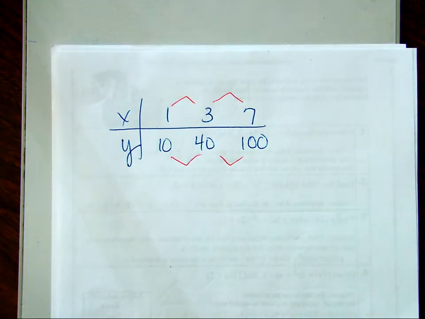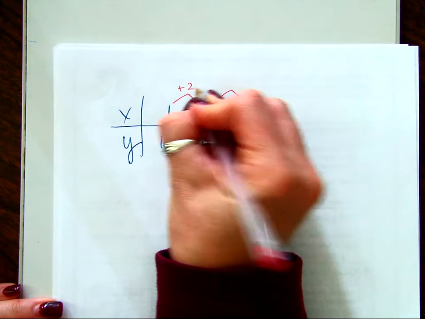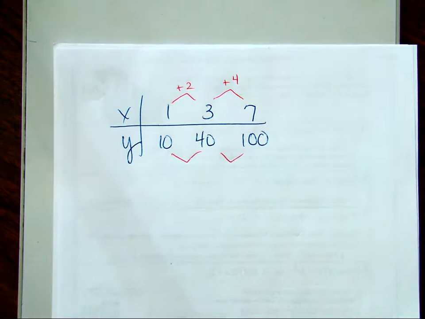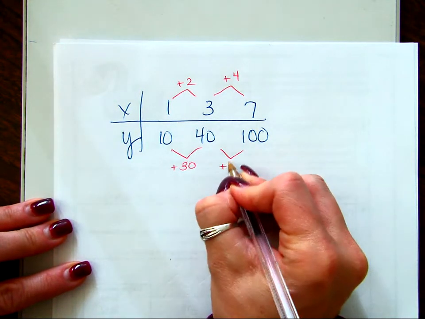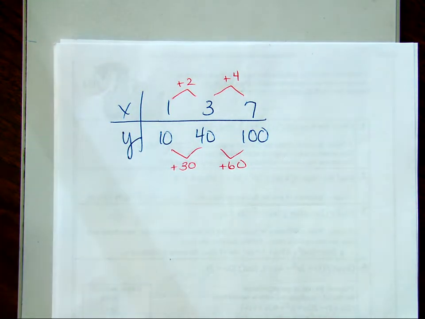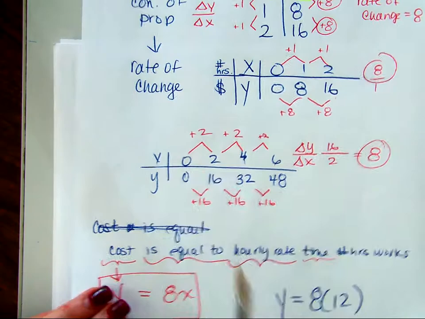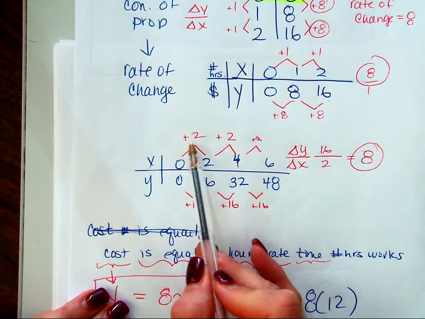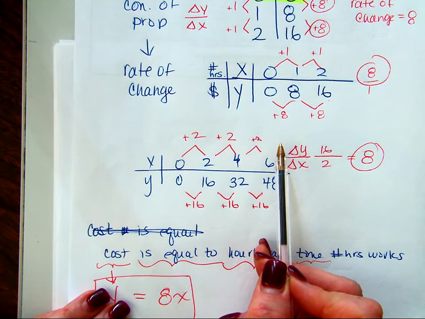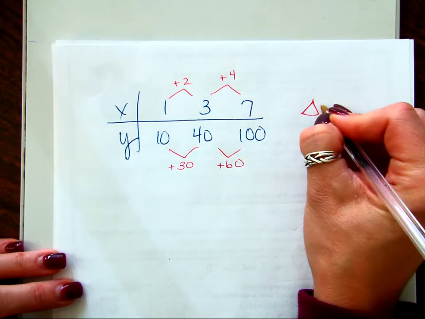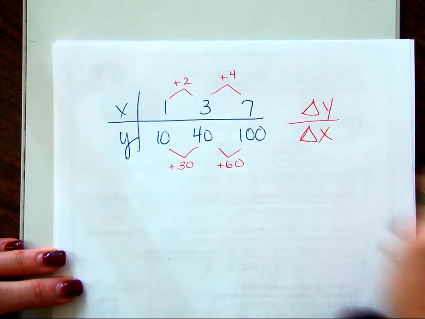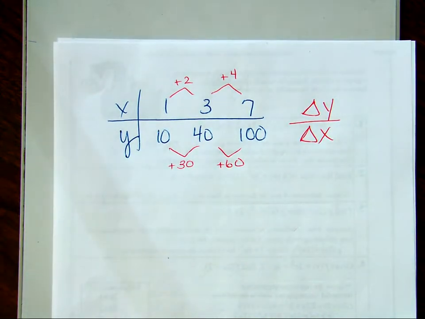For every, this is going up by 2, but this one's going up by 4. That's not good. If this is going up by 30, 40 to 100 is going up by 60. If this happens to you, and it's not a nice, neat 1, 2, 3, 4, 5, okay? And this is even worse than 2, 4, 6, 8. At least these are going by the same number, right? So you know to just divide. It doesn't change things. You still divide the change in y by the change in x. But if you are a highlighter person, this is where a highlighter would come in.